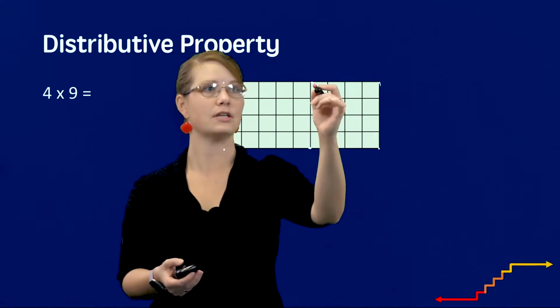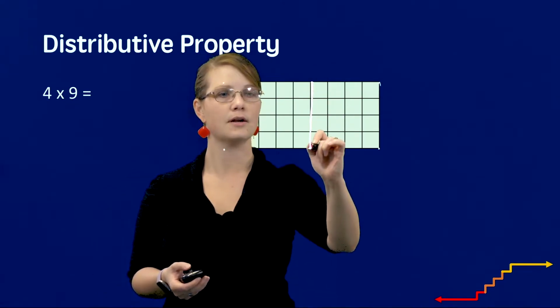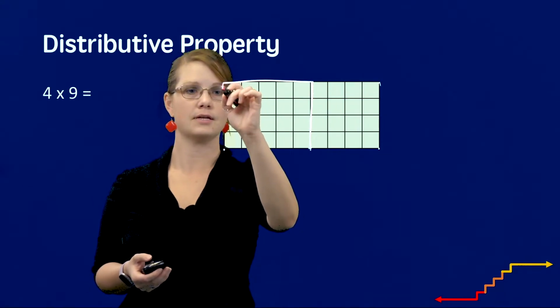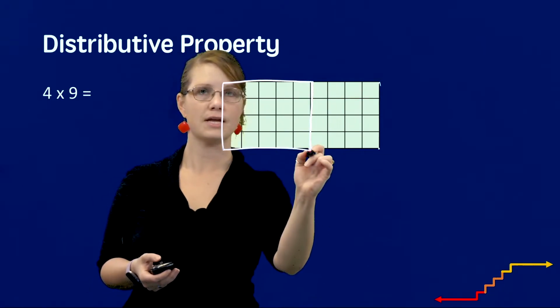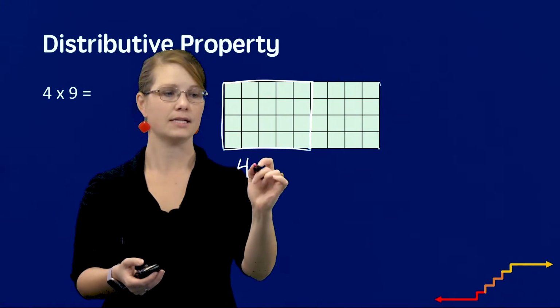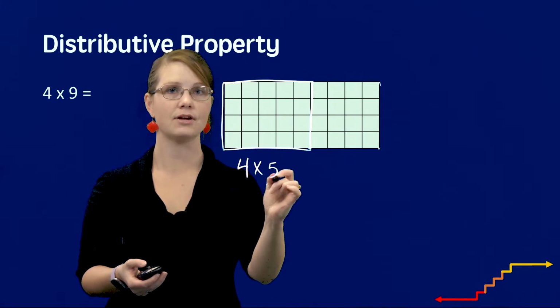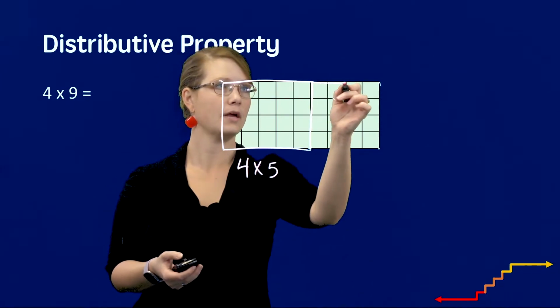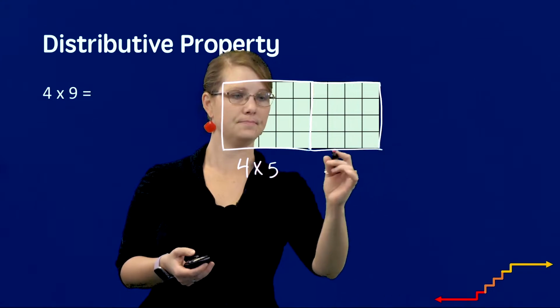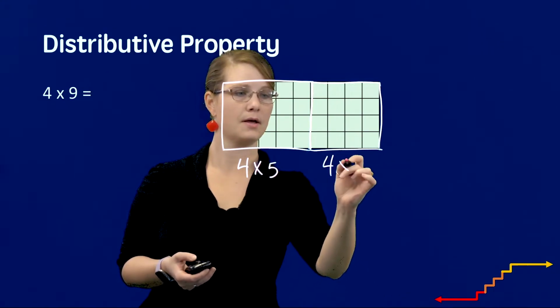So let me go ahead and draw a line here. And that divided it pretty well. Let me block off this array. That's close enough. Y'all see what I'm talking about. And this is my 4 by 5 rectangle. And then here is my 4 by 4.